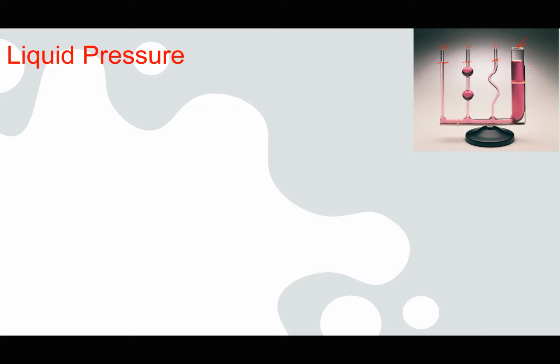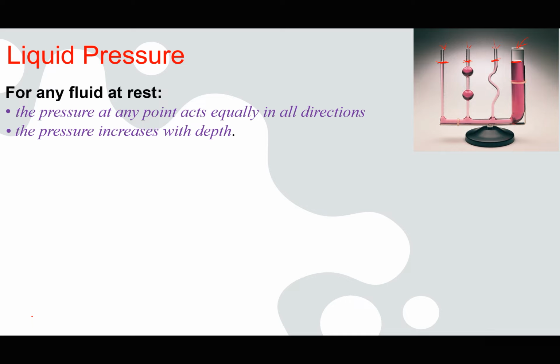So pressure at any point acts equally in all directions, and it does not depend on the shape of the object. You must have mentioned that in IGCSE. It doesn't depend on the shape of the object. It just depends on the depth. Pressure in liquids depends on the depth. That's why in all the containers, in all the shapes we have here, the liquid is settling at the same depth. So for a liquid or a fluid at rest, number one, the pressure at any point acts equally in all directions. Number two, the pressure increases with the depth.